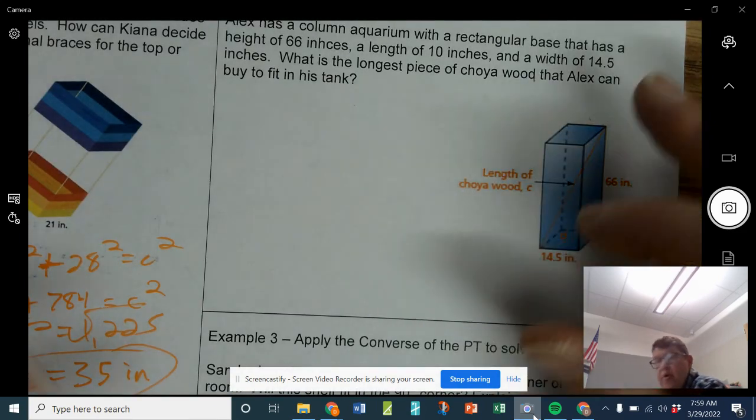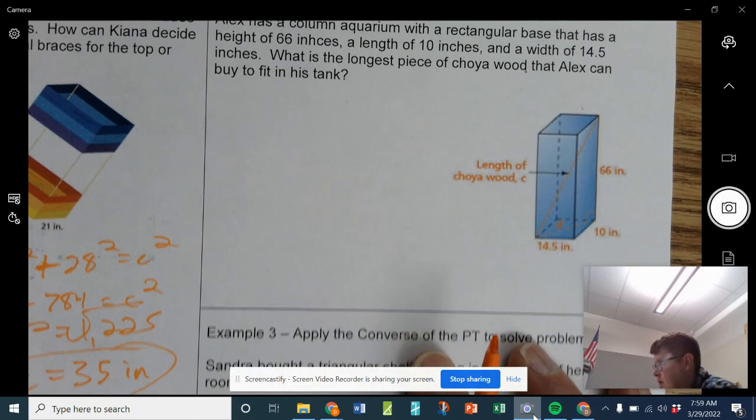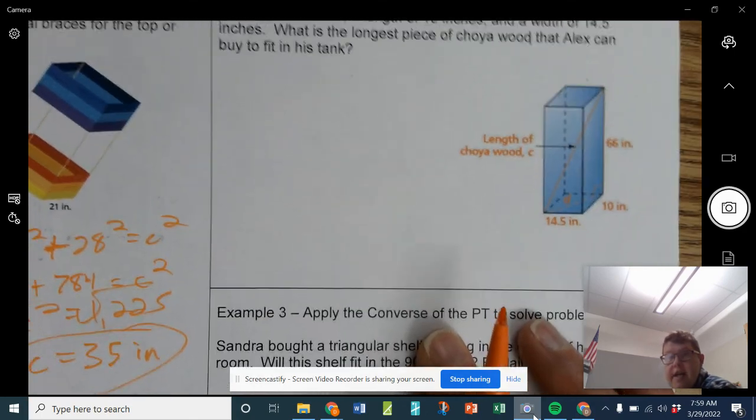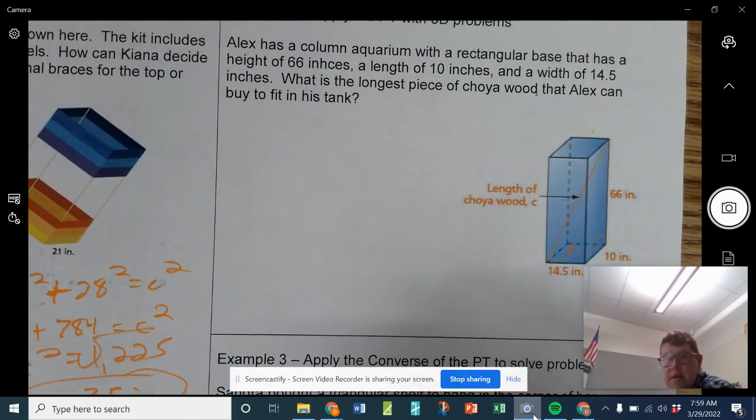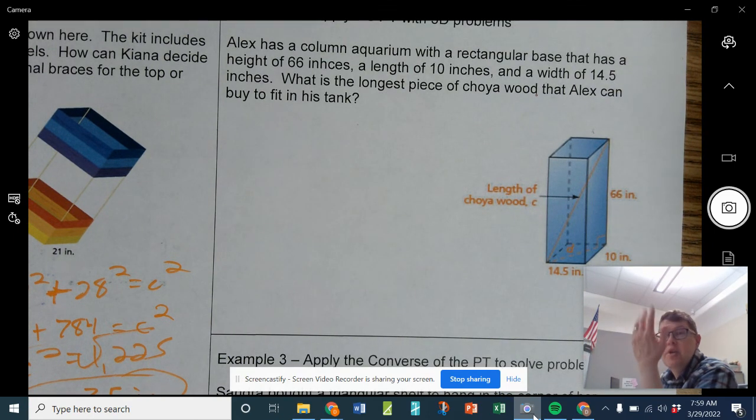Alex has a column aquarium with a rectangular base that has a height of 66 inches, a length of 10 inches, and a width of 14.5. What is the longest piece of cholla wood that Alex can buy to fit in the tank? I'm assuming cholla wood is something you would put in an aquarium. I have no idea, honestly.